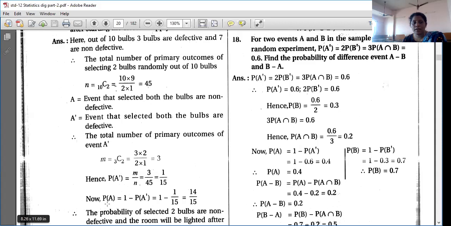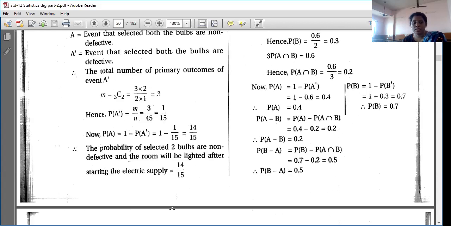So you have to find P of A. P of A means both the bulbs are non-defective. That is 1 minus P of A dash. So that is 1 minus 1 by 15, that comes to 14 upon 15. Okay. So the probability that the two selected bulbs are non-defective and the room will be lighted after starting the electric supply is 14 by 15.